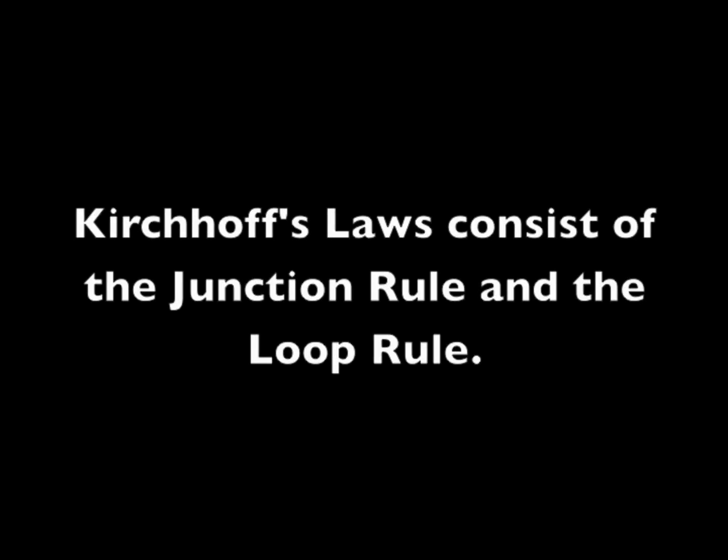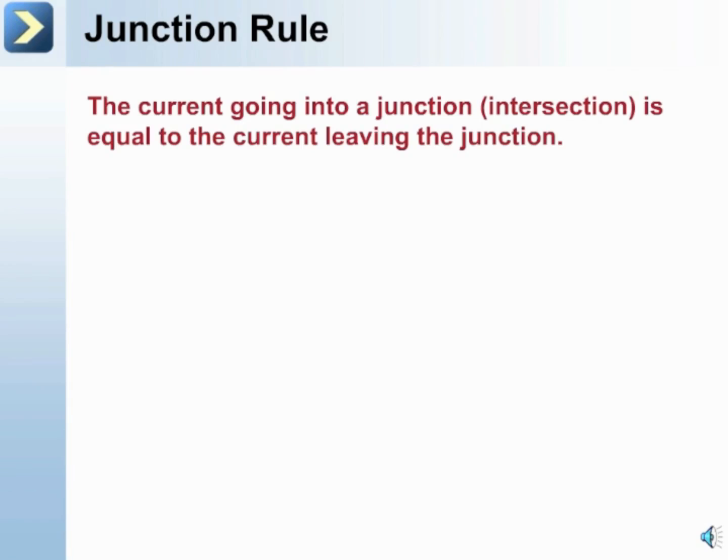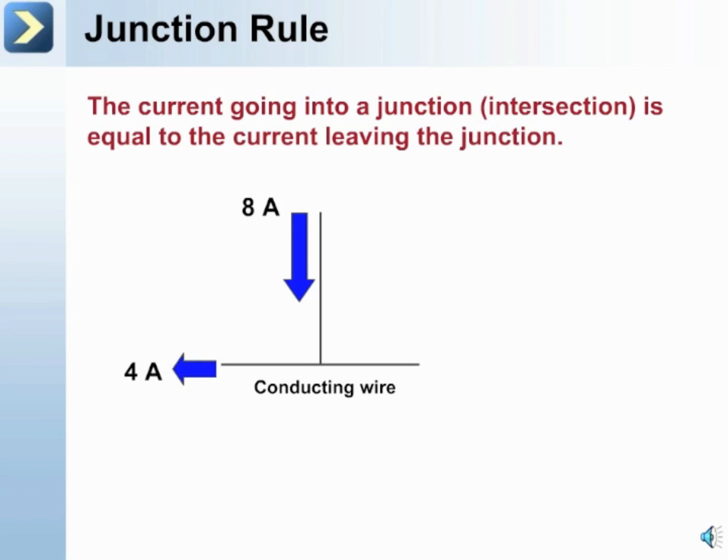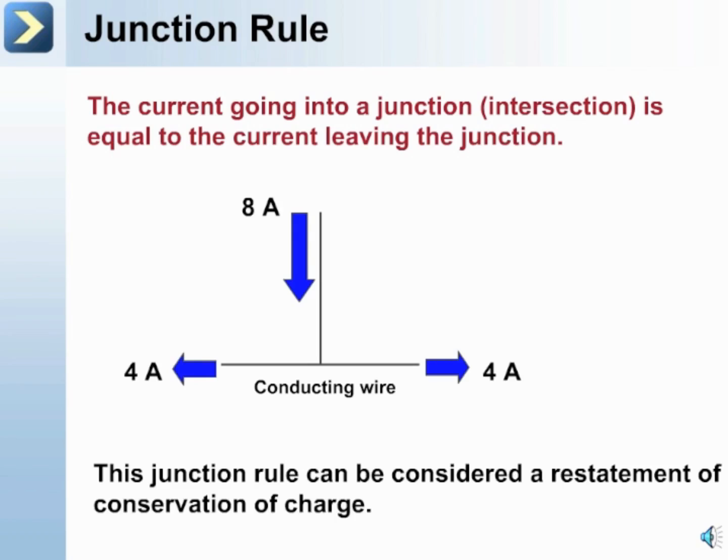Now, Kirchhoff's laws consist of the junction rule and the loop rule. Let's talk about each. The junction rule: the current going into a junction or intersection is equal to the current leaving the junction. So let's say we have a conducting wire that comes to a T intersection here. And let's suppose that going through that conducting wire is a current of 8 amps before it hits the intersection. What the junction rule states is that part of the current comes one way and part of it comes another way, and so we have 4 amps and 4 amps.